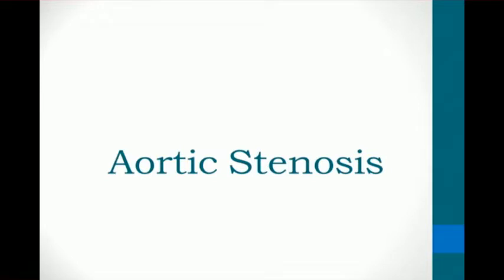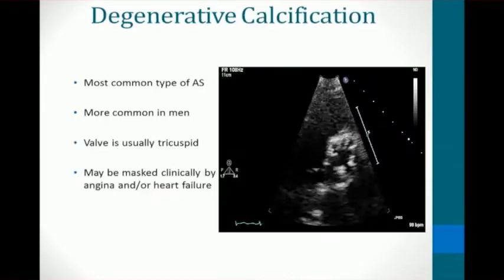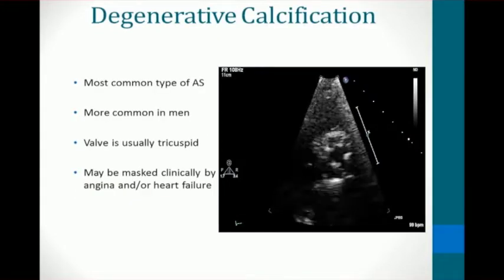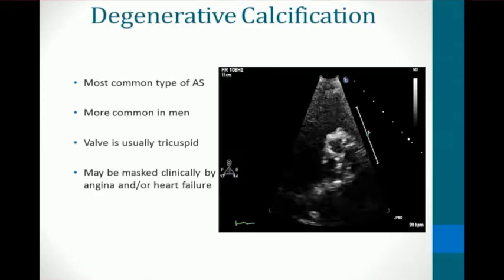Aortic stenosis is the narrowing of the aortic valve opening, increasing resistance of the blood to flow from the left ventricle to the aorta. It is the most common heart disease in the geriatric population. There are several etiologies, including degenerative calcification, congenital malformation, and post-inflammatory processes. Degenerative calcification is the most common etiology of aortic stenosis after the age of 65, affecting men more than women.